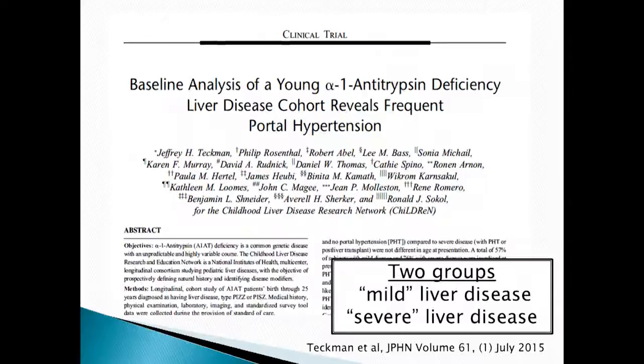Now, portal hypertension, I don't know if you guys are familiar with that term. What does that term mean? It's where you have increased pressure across the liver that's related to decreased flow through the liver. And typically what you see is a low platelet count and a big spleen, especially in children, which is how they defined it in this study.